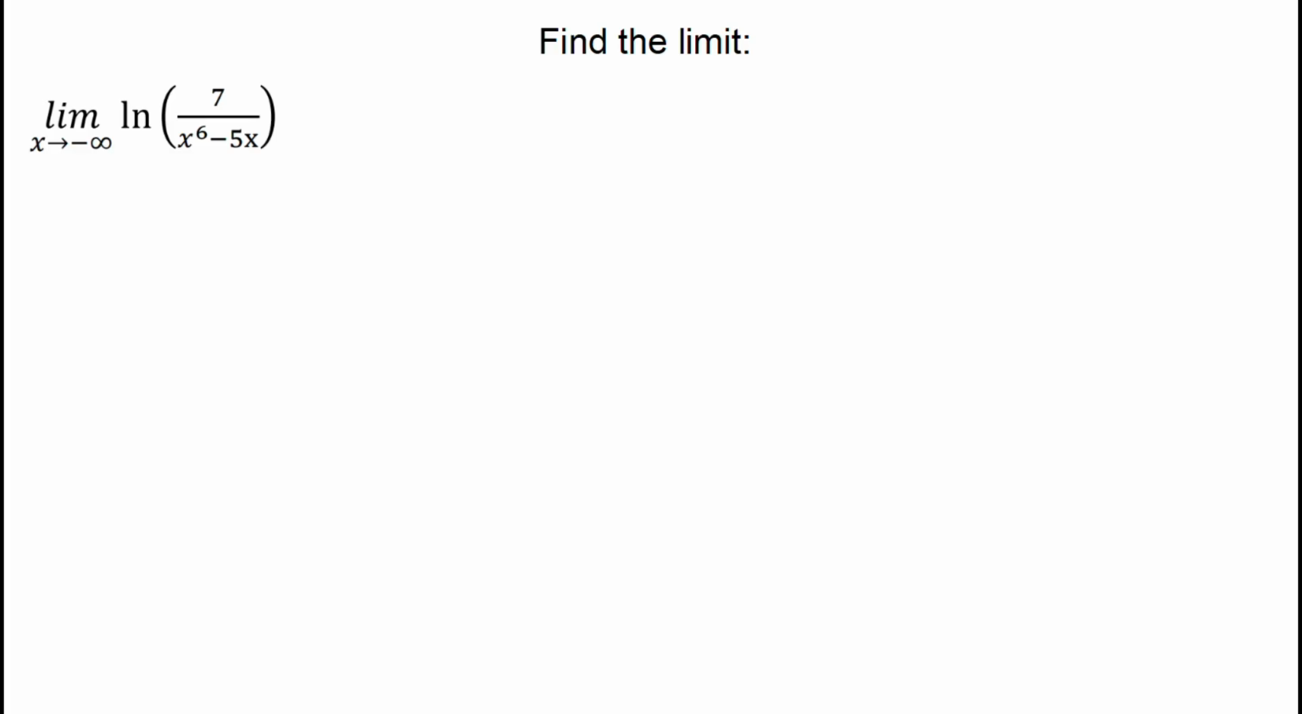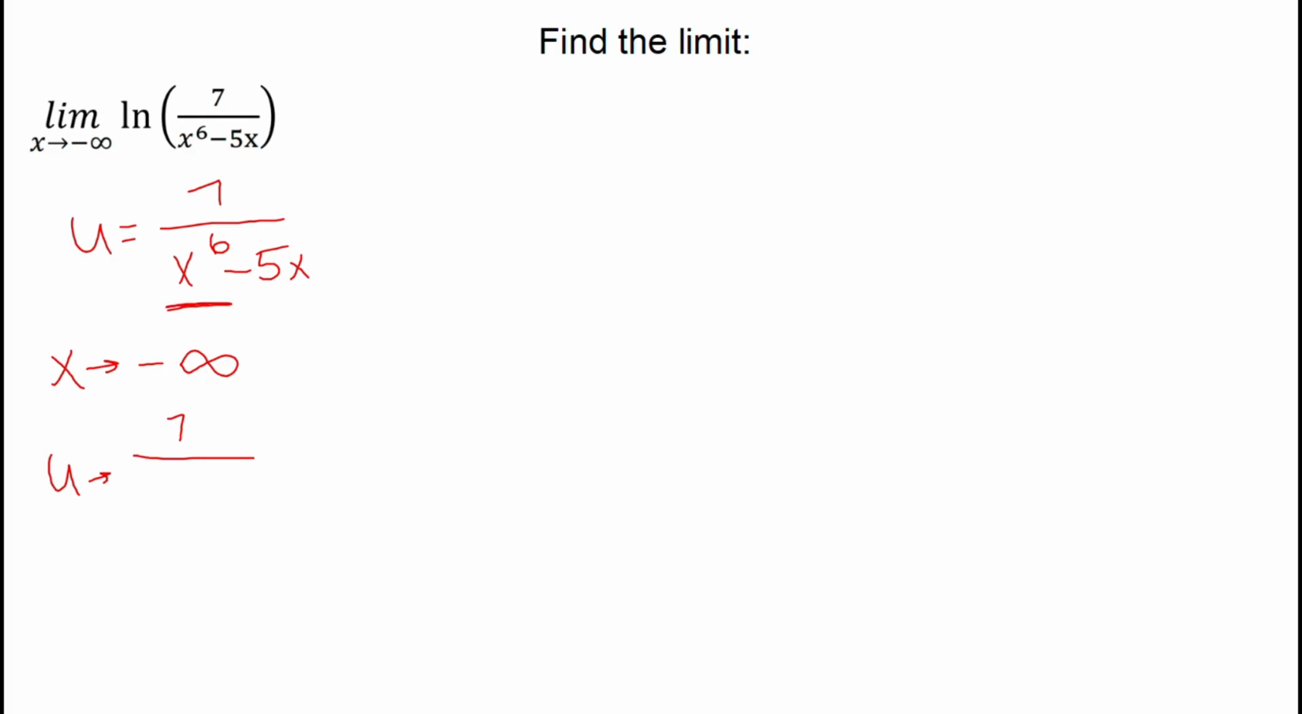All right, and here's our last one. And for this one, we're going to use the same idea here. We're going to let u equal 7 over x to the 6th minus 5x. And as x goes to negative infinity, we want to see what u is approaching. Well, u is approaching 7 over something, right? And in the denominator, the 6th power is going to dominate the negative 5x. So we'll look at negative infinity to the positive 6th power, which should come out to be a positive infinity.